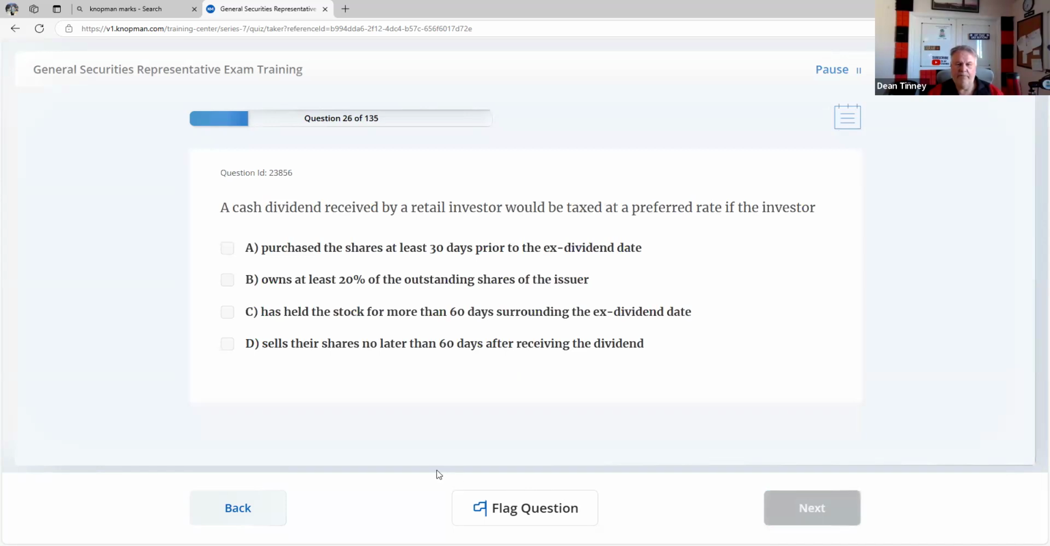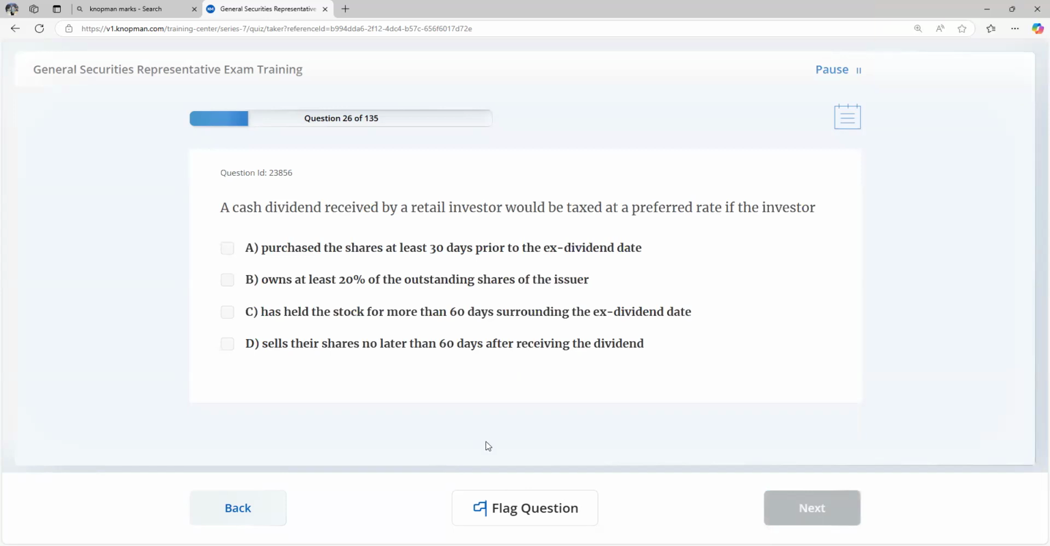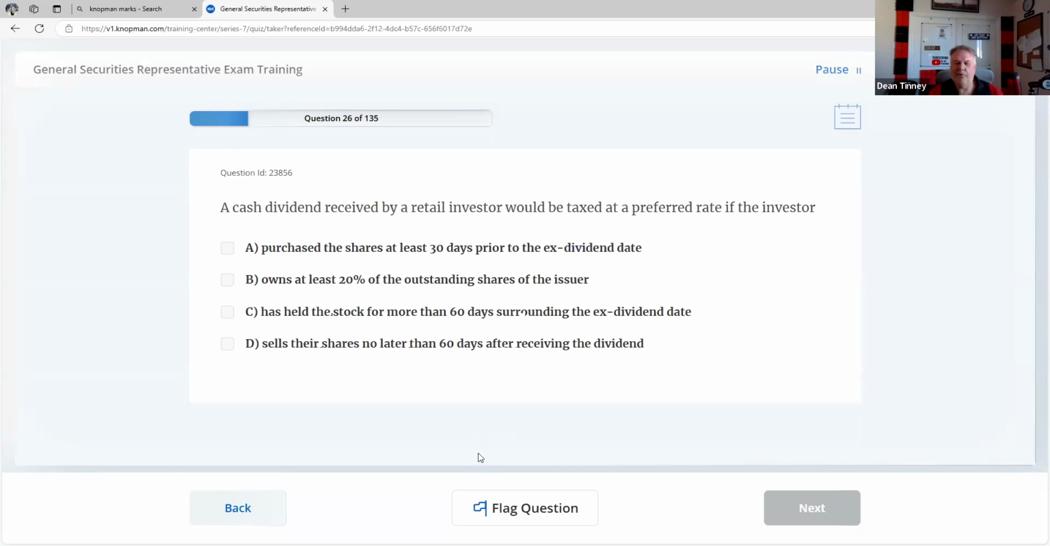A cash dividend received by a retail investor would be taxed at a preferred rate if the investor purchased the shares at least 30 days prior. What do they mean by the preferred rate? Yeah, be taxed at a preferred rate, lower than your ordinary income tax rate.